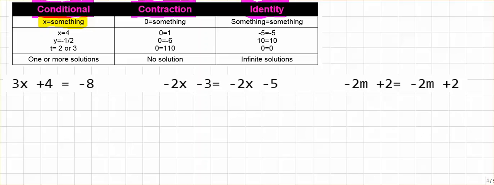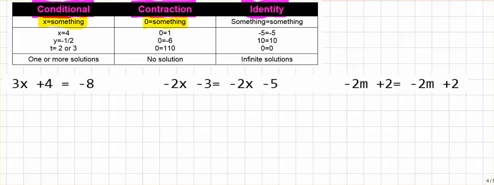In a contraction, when you do your solution, the variables go away. So you're left with 0 equals something. For example, you'll get 0 equals 1, 0 equals -6, or 0 equals 110.